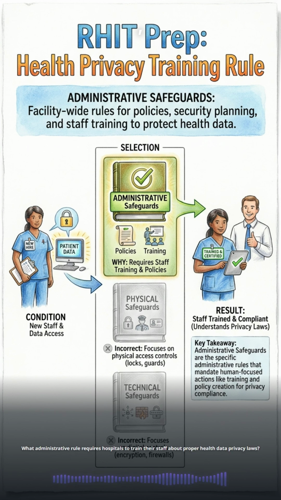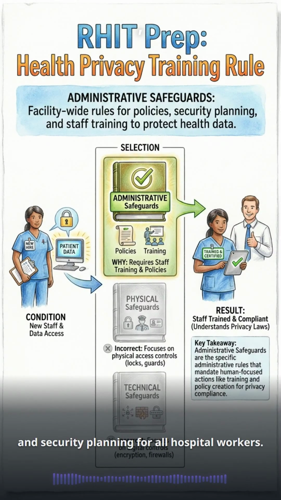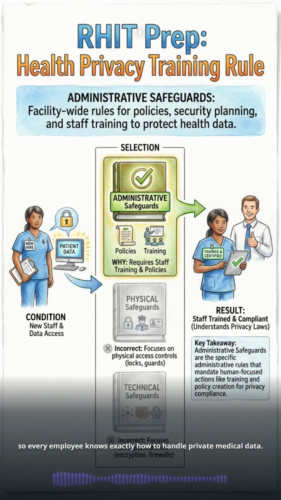29. What administrative rule requires hospitals to train their staff about proper health data privacy laws? Administrative safeguards are facility rules that require training, policies, and security planning for all hospital workers. Managers must create clear guidelines, so every employee knows exactly how to handle private medical data.